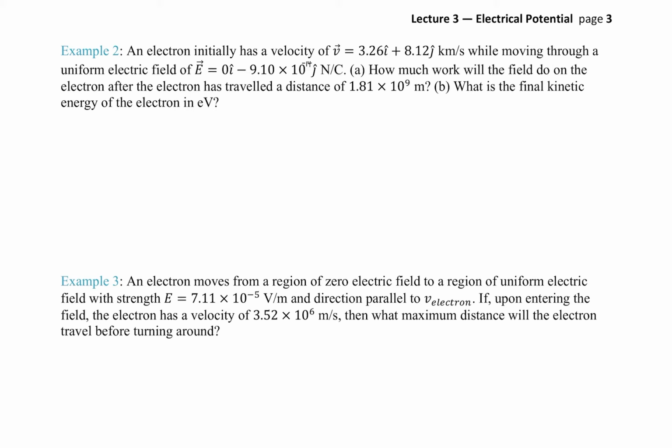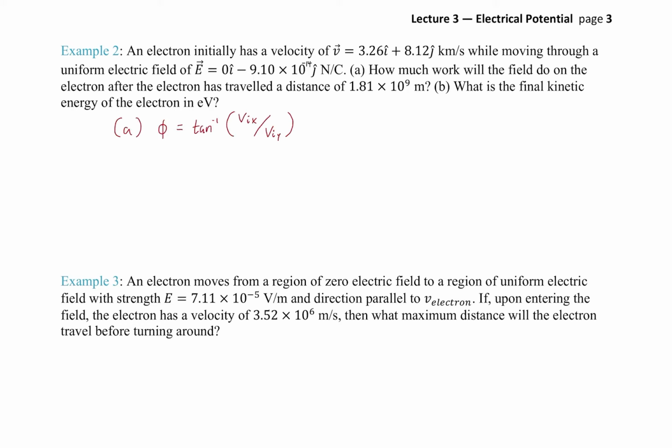Okay? And then how much work will the field do on an electron after the electron has traveled 1.81 billion meters? The idea here is to think of this as a really weak field that exists in outer space somewhere. And this is an electron moving through a large distance of outer space, but through a very weak field.